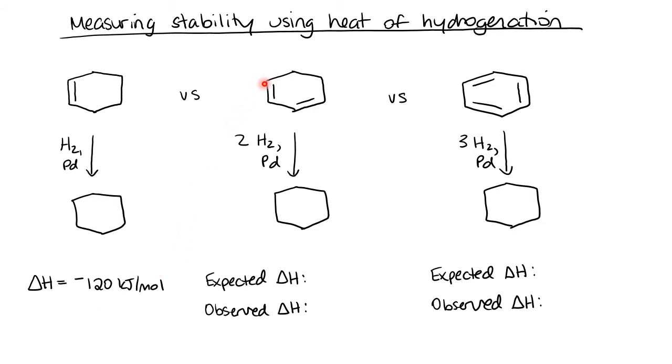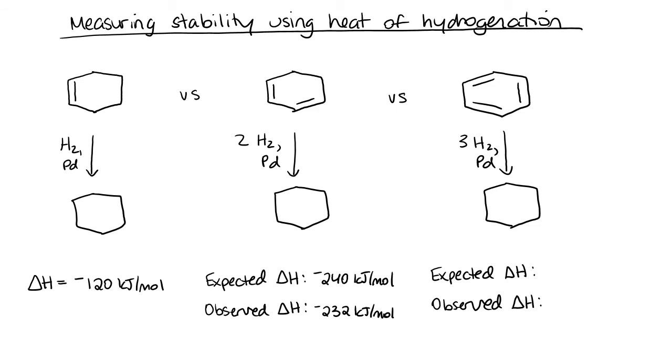Now, if we take a look at a related molecule, a 6-membered ring, but now we add an extra pi bond. Well, we have 2 pi bonds that can react with 2 moles of hydrogen gas. Now, since our first pi bond gave off 120 kilojoules of energy, we would expect that 2 pi bonds would give off 240 kilojoules of energy. So that would be our expected delta H, minus 240. Now, if we were to actually perform this reaction in a lab, what you would actually observe is that this reaction gives off minus 232 kilojoules of energy.